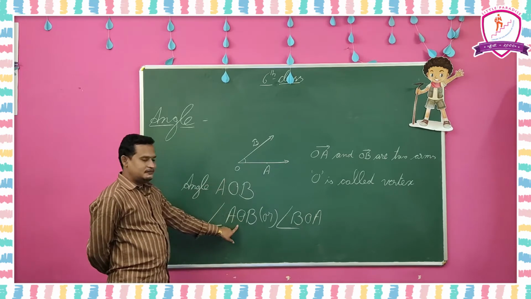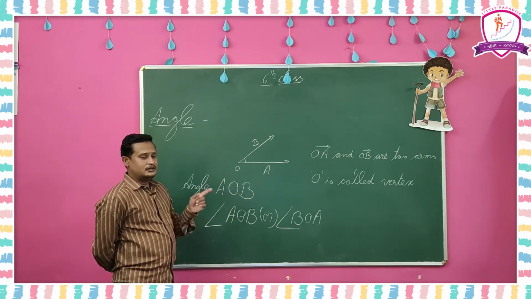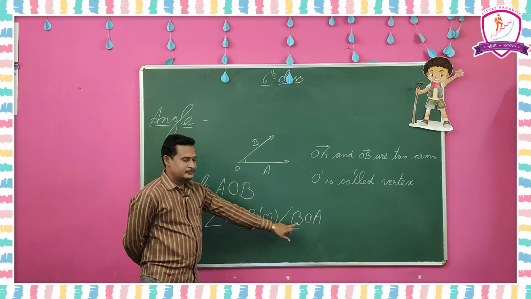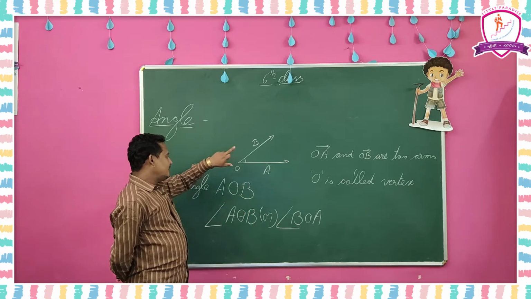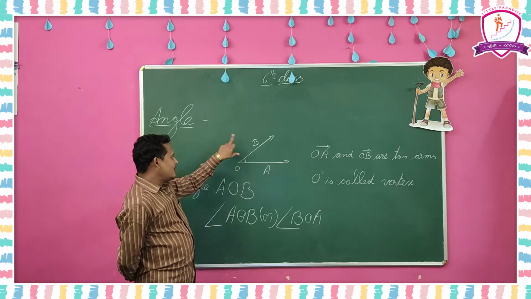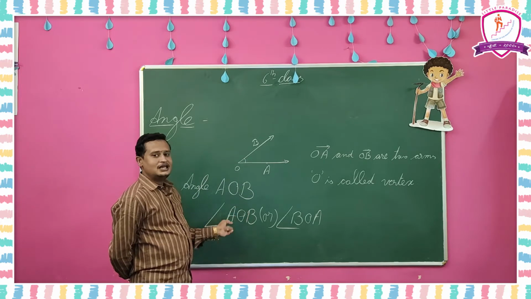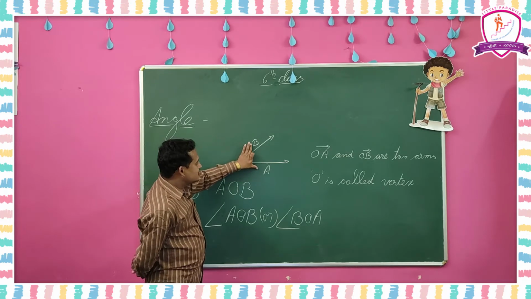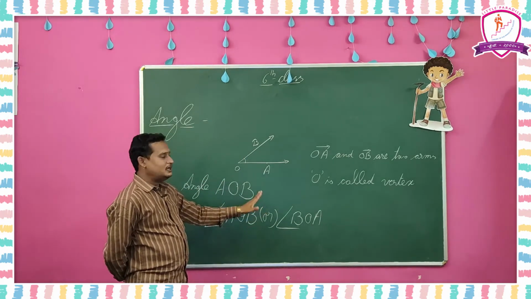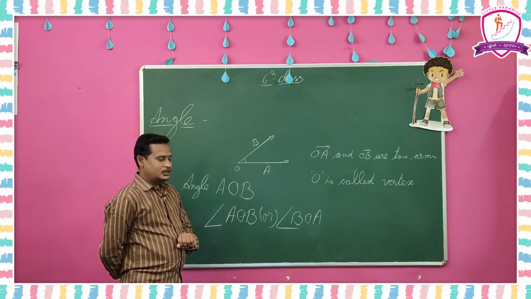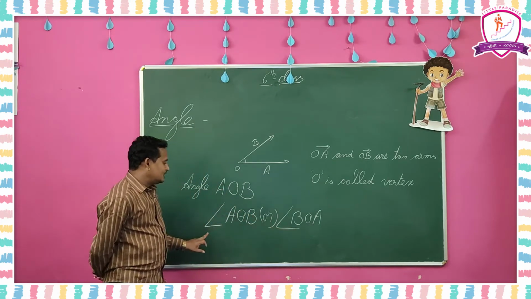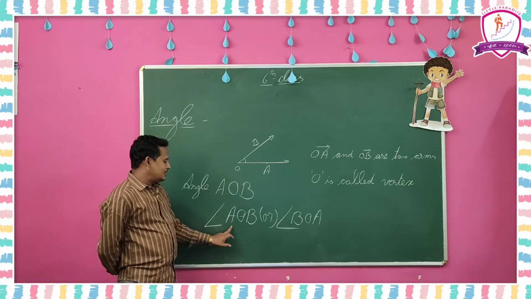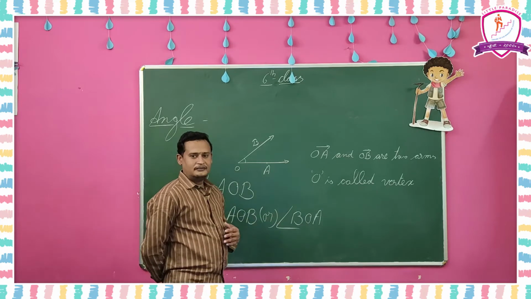Here the vertex must be in the middle. If you want to indicate an angle, the vertex must be in the middle, and the arms must be on either side of the vertex. So we indicate it like this. This is the indication of the angle, and this is the symbol for angle. We read that angle as angle AOB or angle BOA.